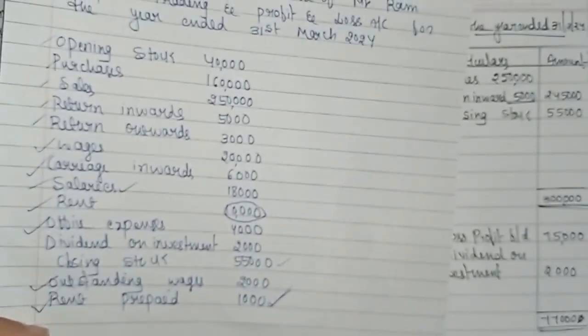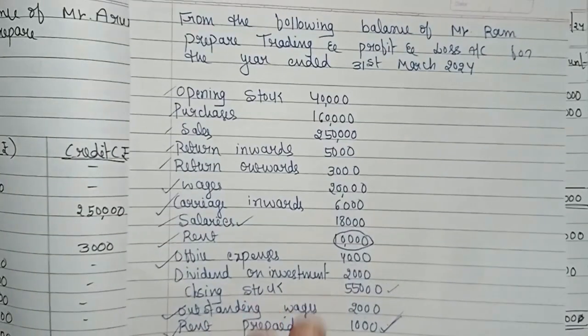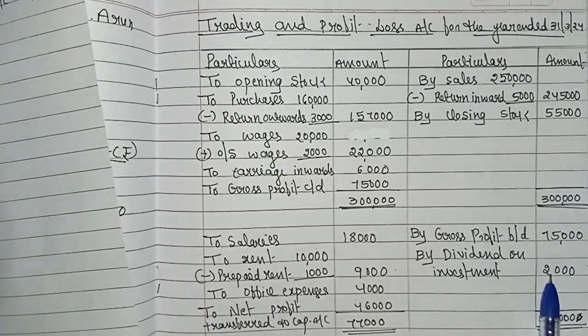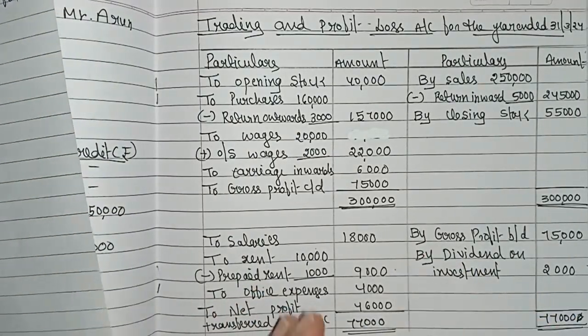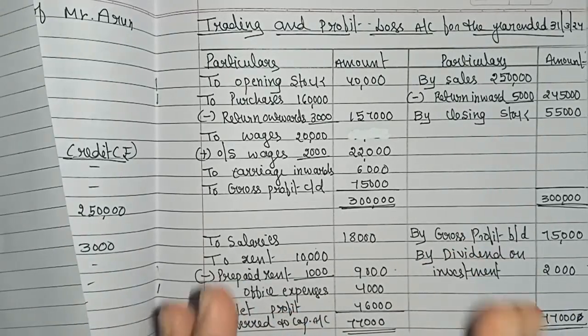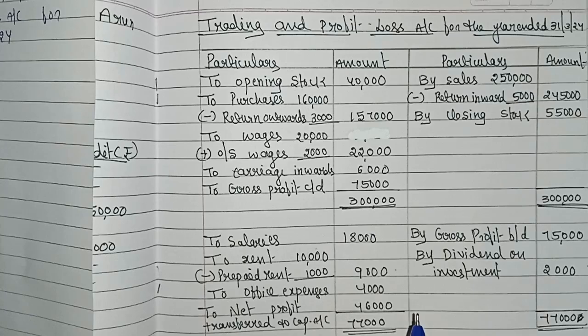Now indirect incomes, that is dividend on investment. Dividend on investment, it is an indirect income. Right? Write down rupees 2,000. So dividend, it means what? Dividend is income earned from investment, not from the main business activity. That is what? Indirect income.